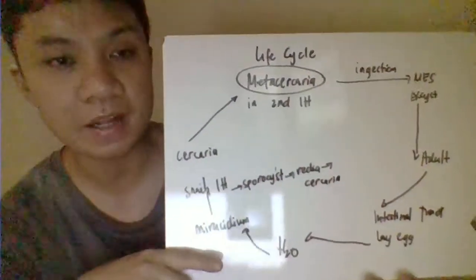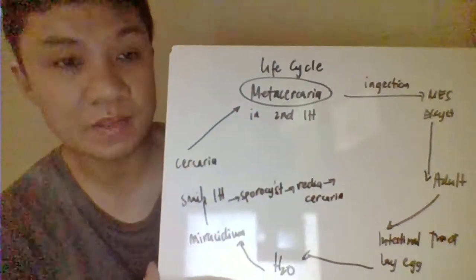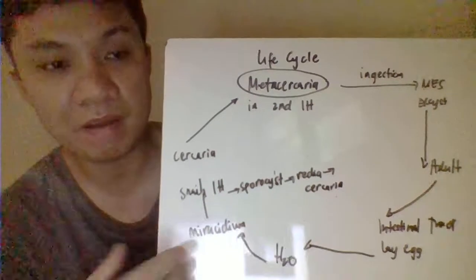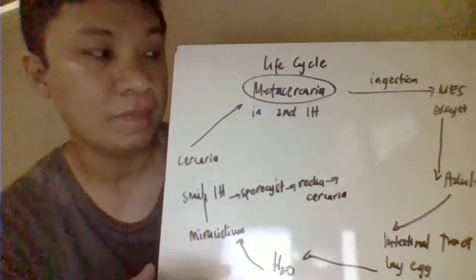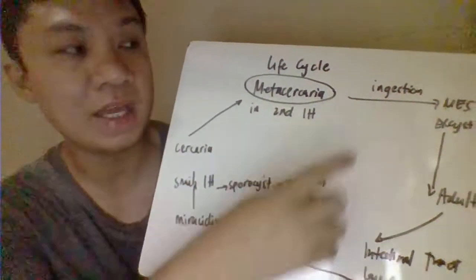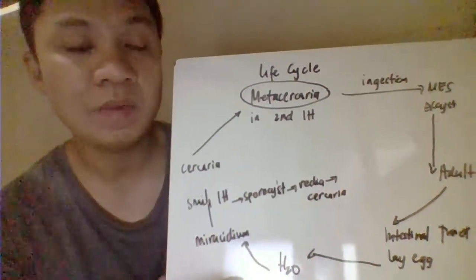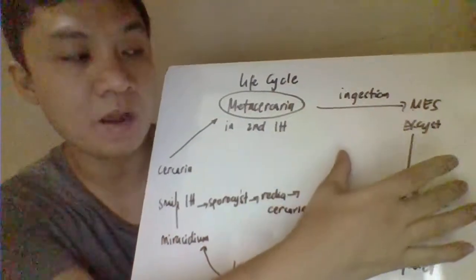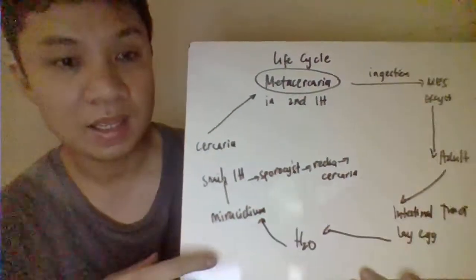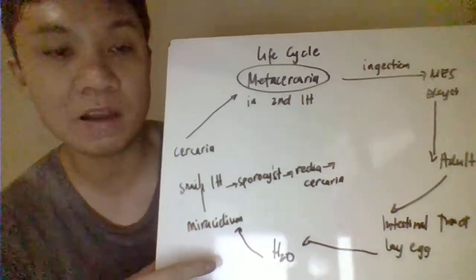Okay, for the basic life cycle of your entire intestinal fluke, you get infected by ingestion of the metacercaria found in the second intermediate host. The second intermediate host could be a fish or water vegetation. There you can find the encysted metacercaria, and you get infected by ingesting it. It goes to your mouth, esophagus, and stomach, where it develops to become an adult and eventually inhabits your gastrointestinal tract, making it an intestinal fluke.